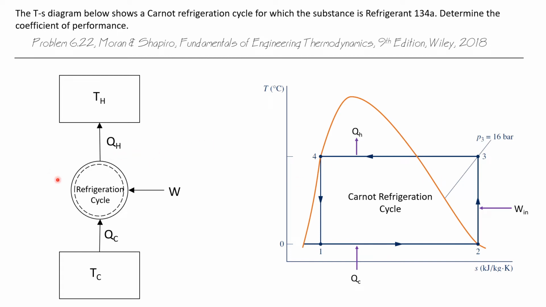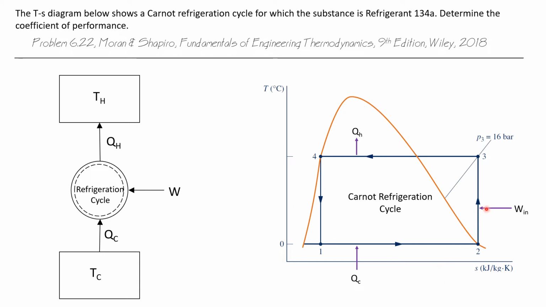So this is what this refrigeration cycle looks like. We have this refrigeration cycle between our reservoirs. And here's a TS diagram. Now this is a Carnot refrigeration cycle. Carnot indicates that this is a reversible process. And refrigeration cycles go counterclockwise on a TS diagram. If it were a Carnot power cycle, it would progress clockwise.